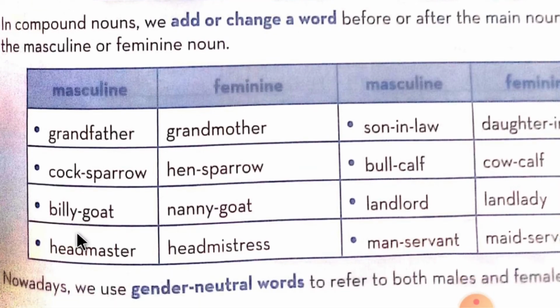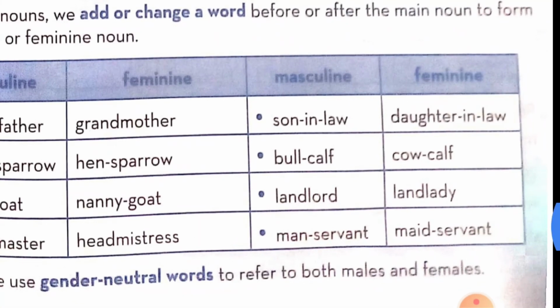Now headmaster. Here the word head is the same for both feminine and masculine. What will be the change? Master is used for male and mistress is used for female. So headmaster is a masculine gender, headmistress is a feminine gender. Same way, son-in-law is a masculine gender. But what is feminine gender? Daughter-in-law. Then bull calf, that is masculine gender. What is feminine gender? Cow calf.